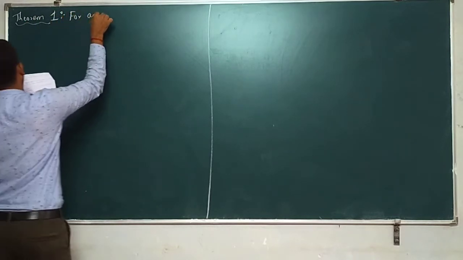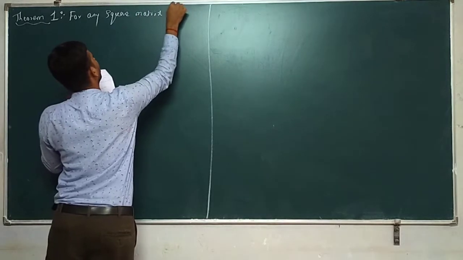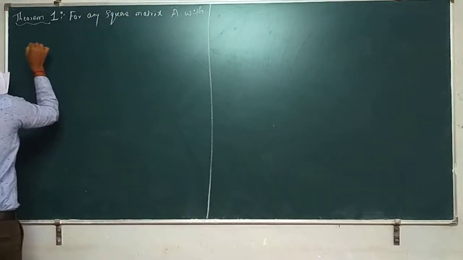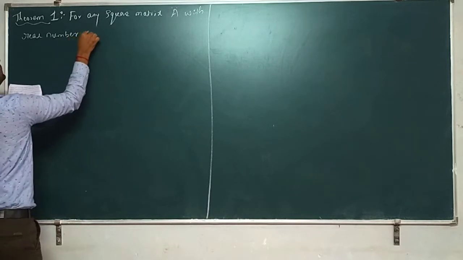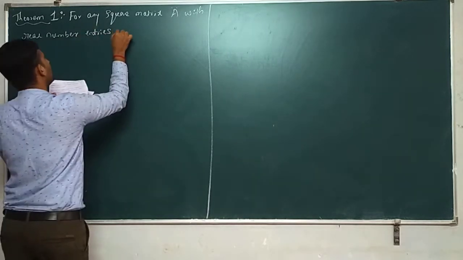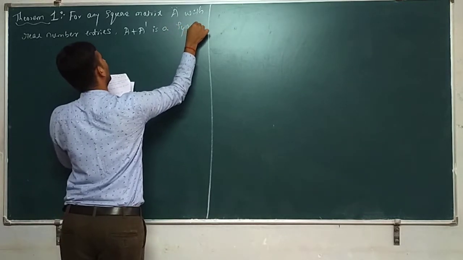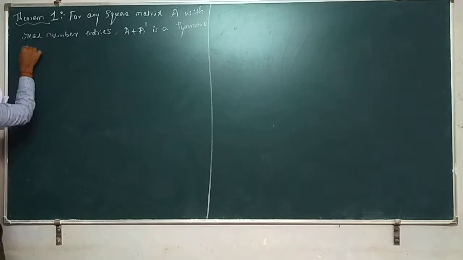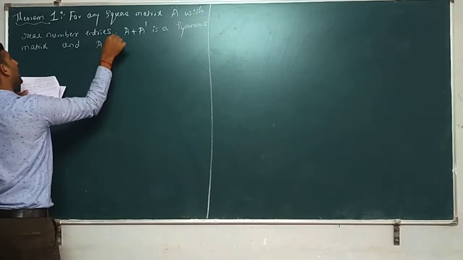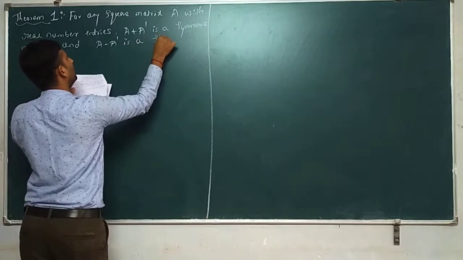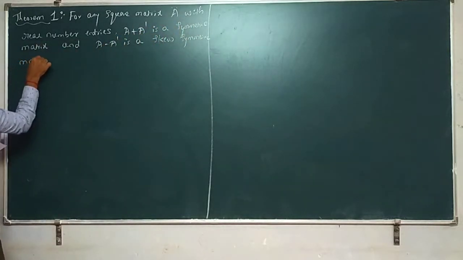For any square matrix A with real number entries, A plus A dash is a symmetric matrix, and A minus A dash is a skew symmetric matrix.